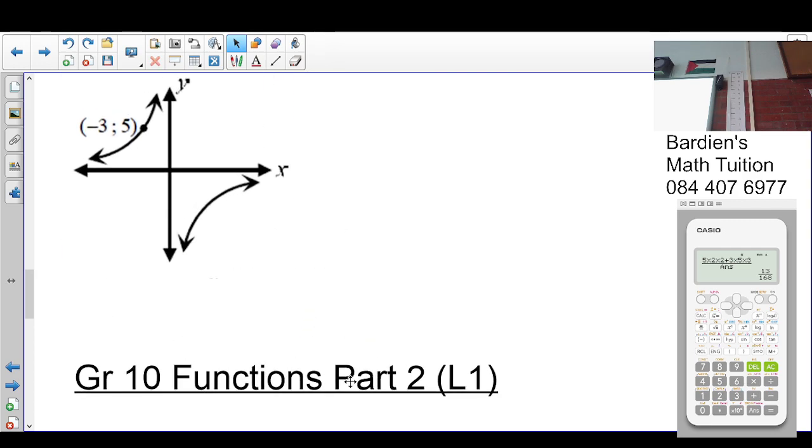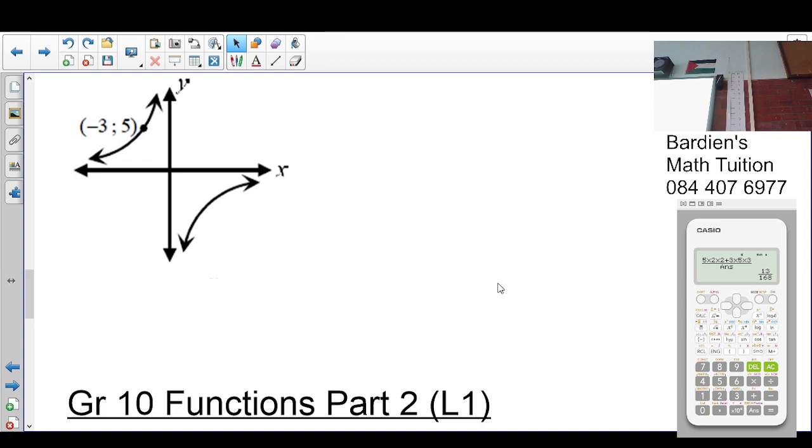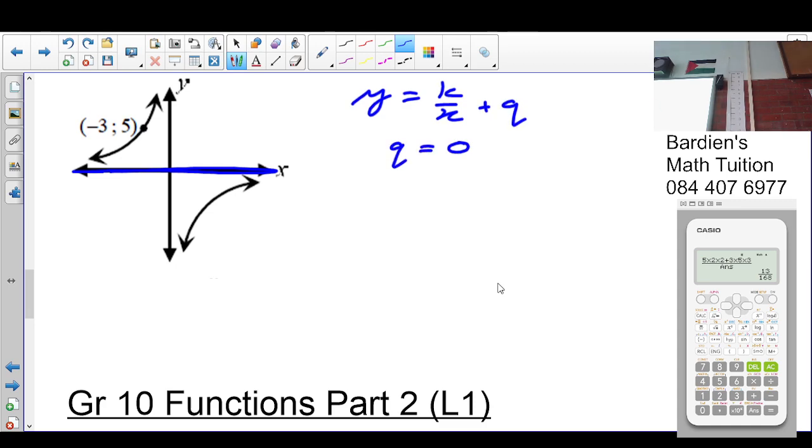What do you notice here? The asymptote. You don't see the asymptote. The asymptote is not indicated. But we know which axis is your asymptote. X and Y axes are your asymptotes. That's so, but the horizontal asymptote is what we're interested in. The standard form is y is equal to k over x plus q. We know that the q value is 0. So y is equal to k over x.